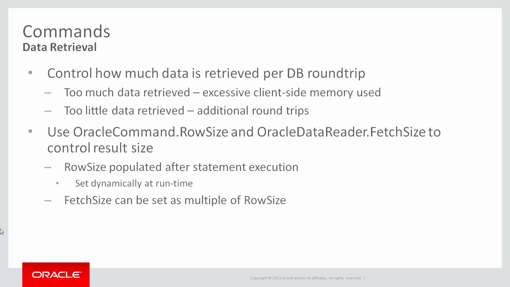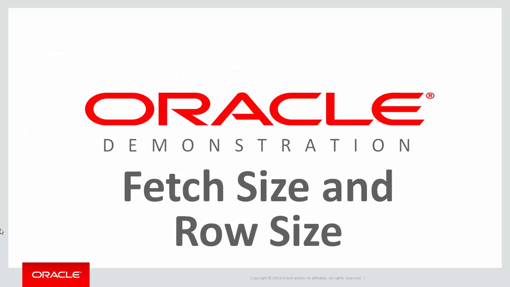So dynamically at runtime, we provide a row size property, which tells you how big in bytes a row is, and then you can multiply that by however many rows you want to return, and you can set the data reader fetch size, which will in turn control how much is brought down for every fetch. And with that, let's go over to Visual Studio and show you how that works.